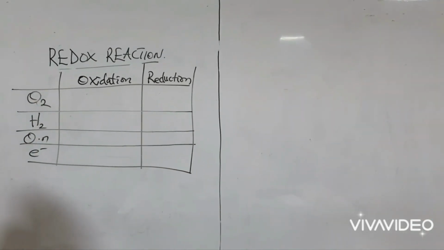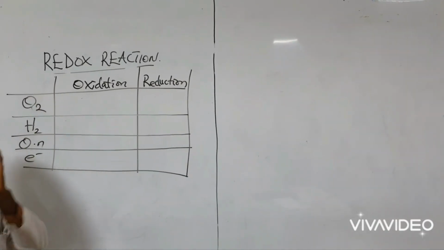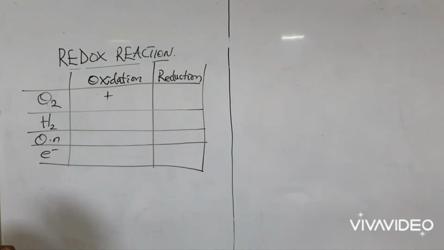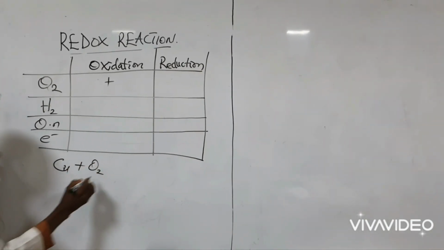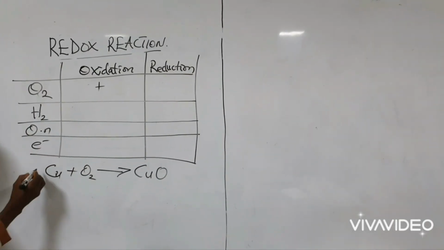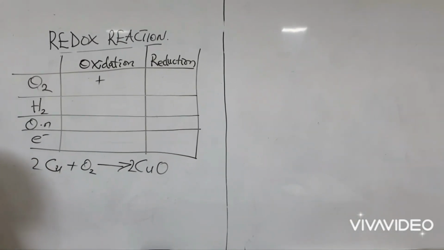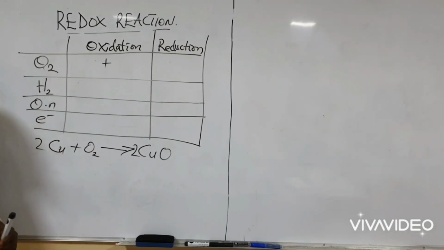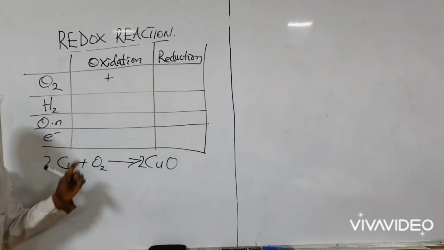In terms of oxygen, what we call oxidation: oxidation is simply the addition of oxygen to a substance. For example, you have copper atom reacting with oxygen to give you copper(II) oxide. Balancing that equation, put 2 moles of copper and 2 moles of copper(II) oxide being formed. Any reaction whatsoever, once you see addition of oxygen in such a reaction, they will refer to such a reaction as an oxidation reaction.